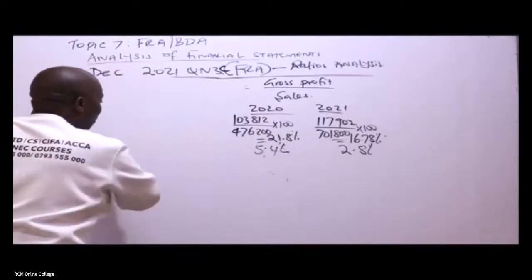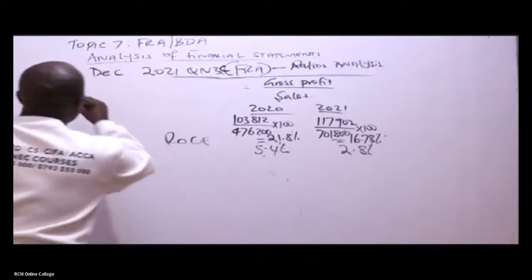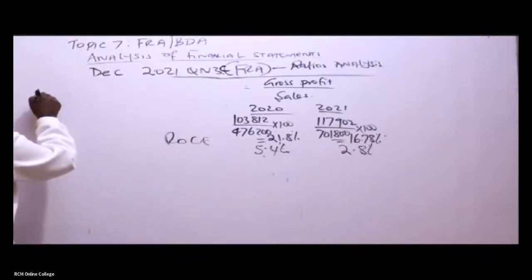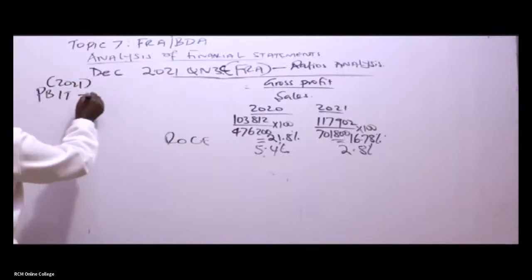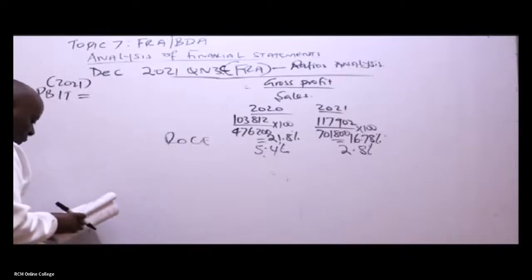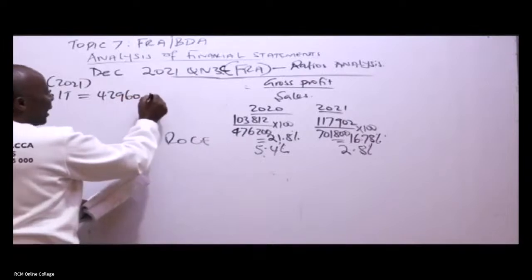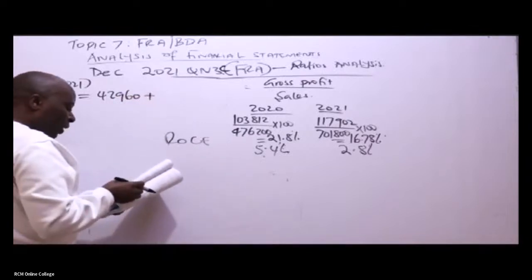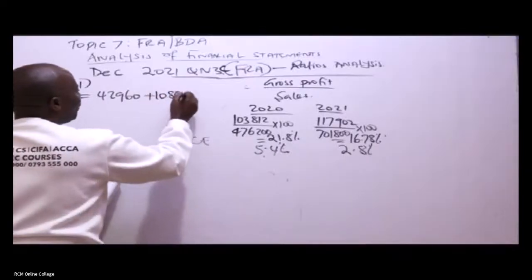So ROCE for 2021. First of all, give me the PBIT for 2021. They have given me profit before tax for 2021, 42,960. But now we add back interest. We are adding back interest, which is 10,800. So are you able to give me this answer?